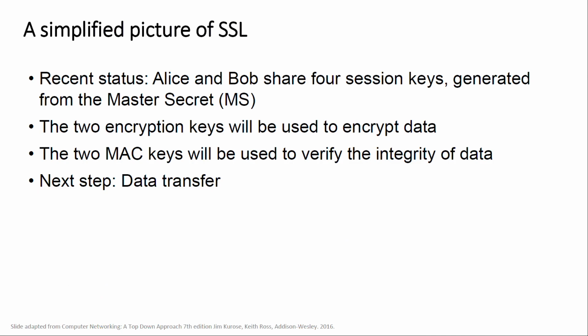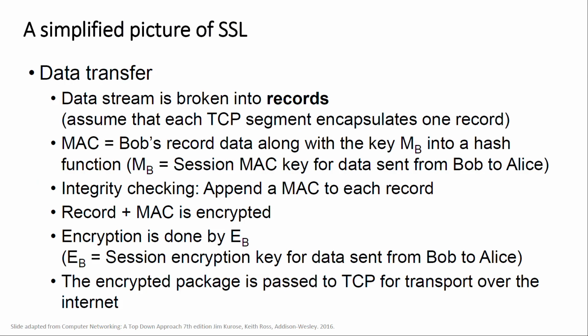Recent status: Alice and Bob share 4 session keys generated from the master secret. The 2 encryption keys will be used to encrypt data. The 2 message authentication code keys will be used to verify the integrity of the data. So the next step is data transfer.